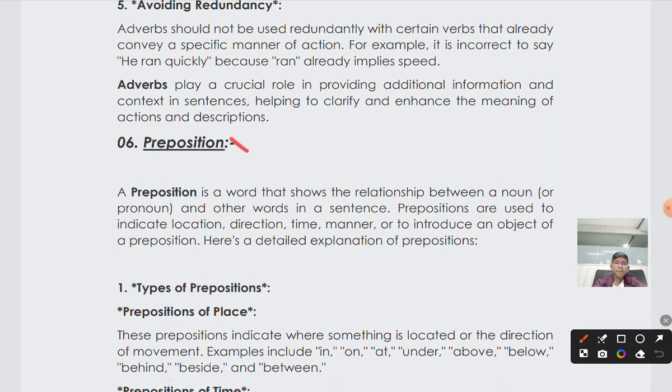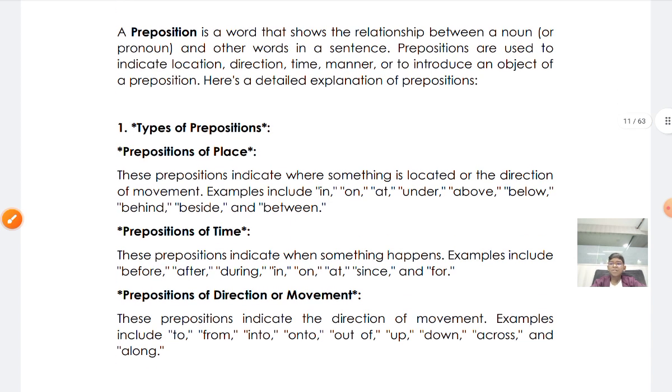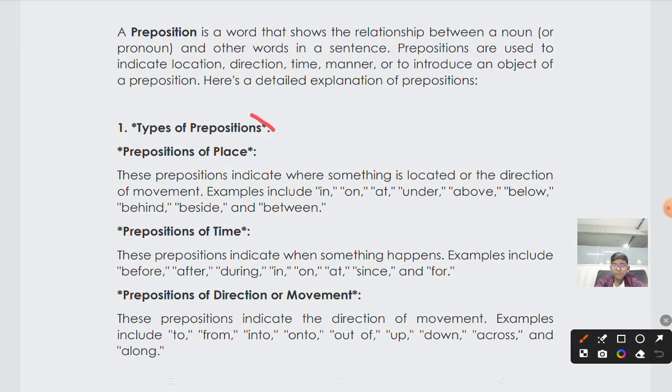Next comes the preposition. A preposition is a word that shows the relationship between a noun or pronoun and other words in a sentence. Prepositions are used to indicate location, direction, time, manner, and to introduce an object of a preposition. Here's a detailed explanation of prepositions. So, firstly, we are going to look at the types of prepositions.